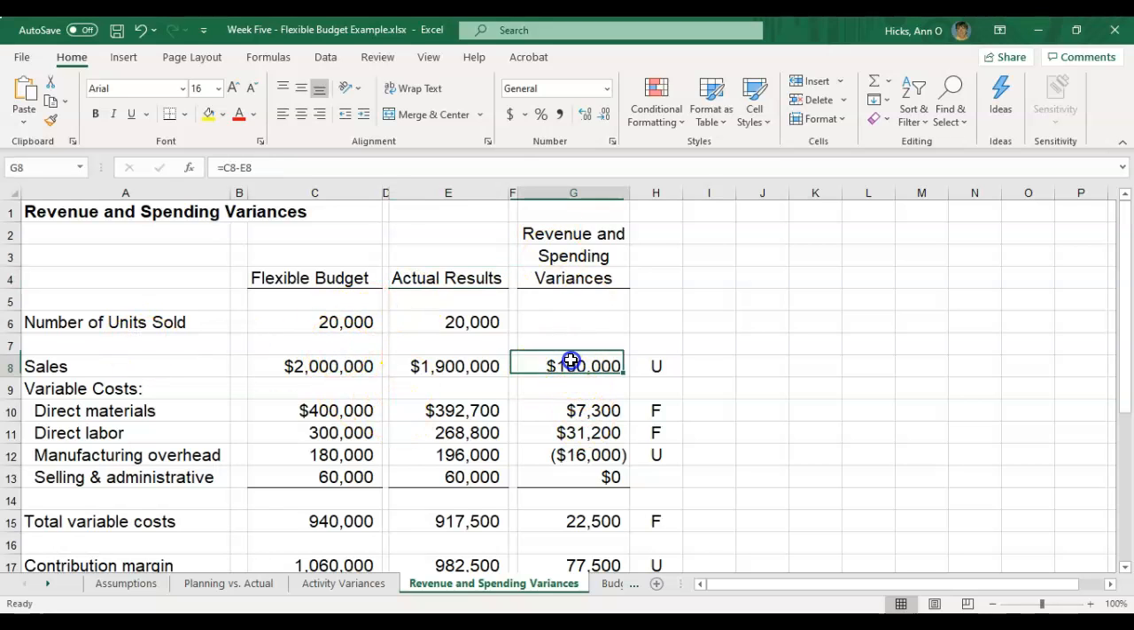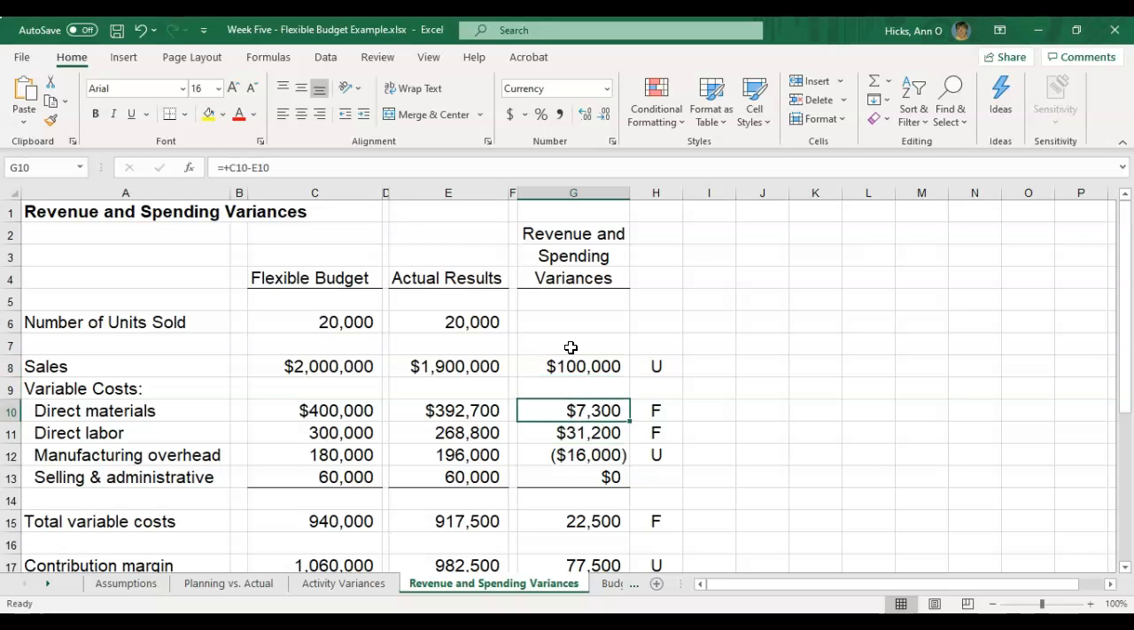So if we look at sales, we see that there is an unfavorable $100,000 difference, variance between the flexible budget and the actual results. This is the revenue variance, and it is the amount of the variance that is attributable to the fact that we sold the units for $5 per unit less than what we had budgeted. We sold them for $95, not $100.